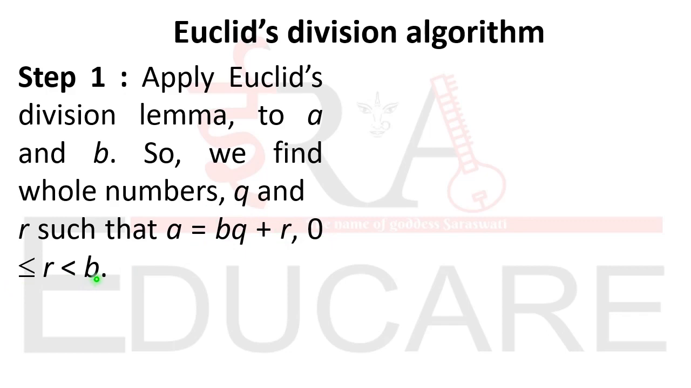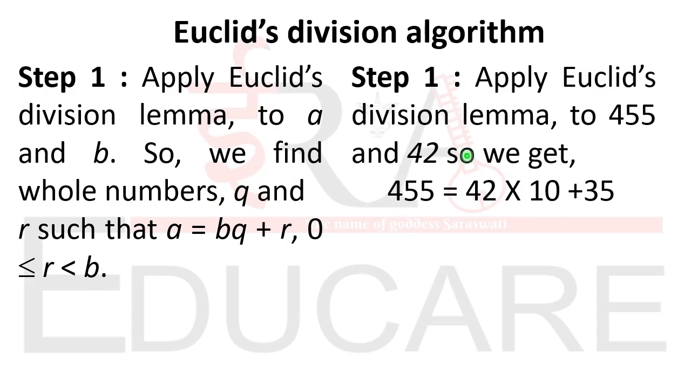Now in our case, you have to find the HCF of 455 and 42. So 455 is your dividend, 42 is your divisor, 10 is your quotient, and 35 is your remainder. So apply Euclid's lemma on these particular numbers, 455 and 42. How did you get that? 455 divided by 42, you got quotient 10 and remainder 35. So I simply represent this like this, right?